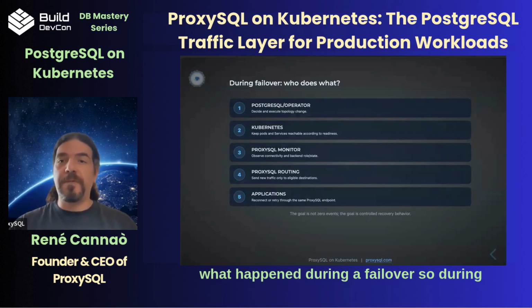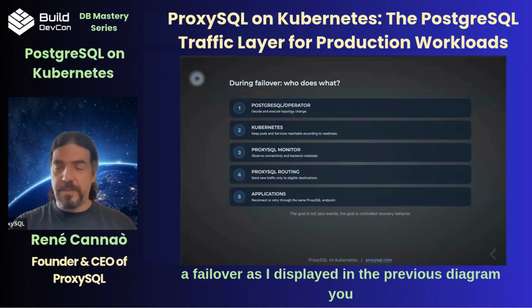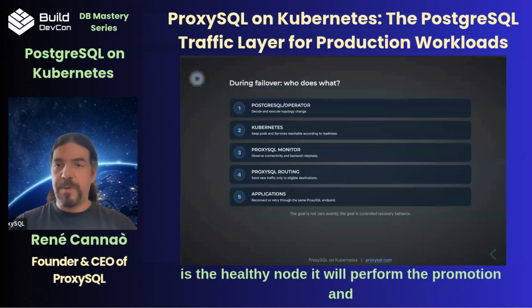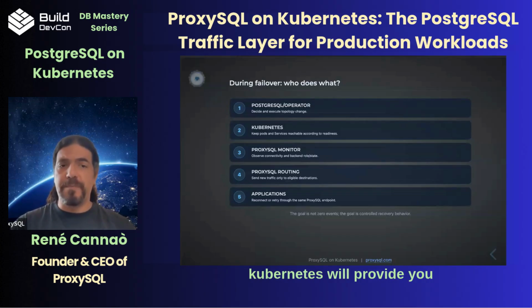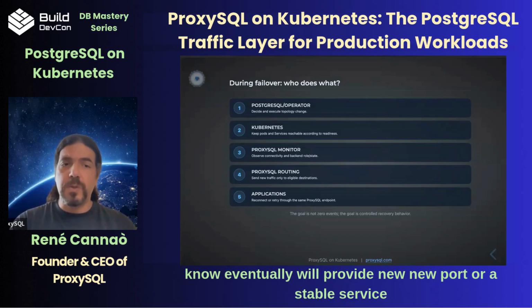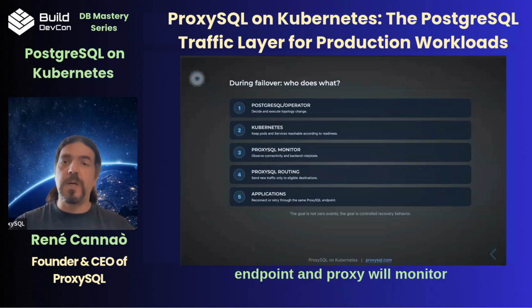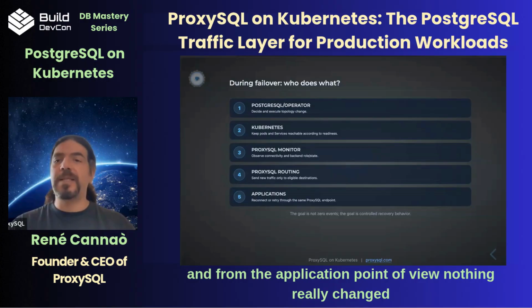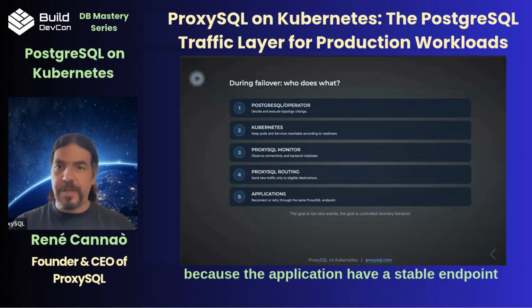So what happens during a failover? As I displayed in the previous diagram, the operator detects which is the healthy node. It performs the promotion, and Kubernetes will eventually provide a new pod or stable service endpoint, and ProxySQL will monitor those and redirect traffic to the right node. From the application point of view, nothing really changed because applications have a stable endpoint.